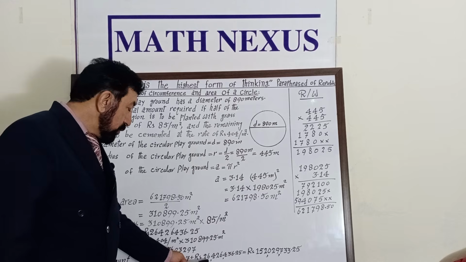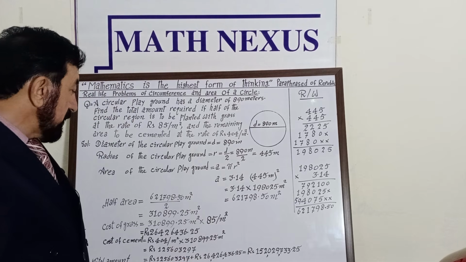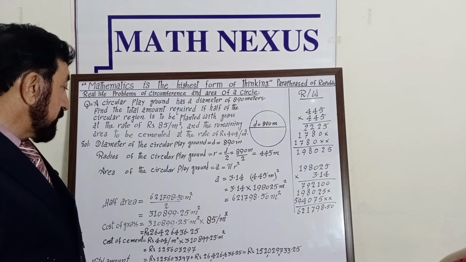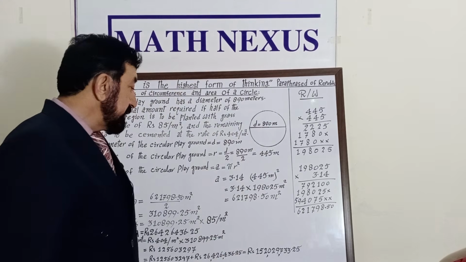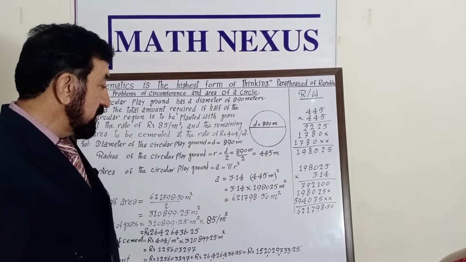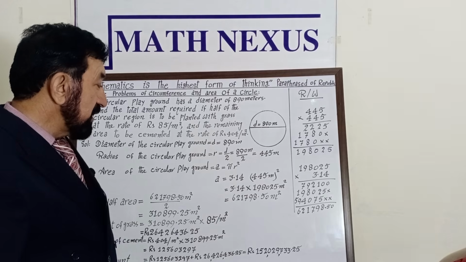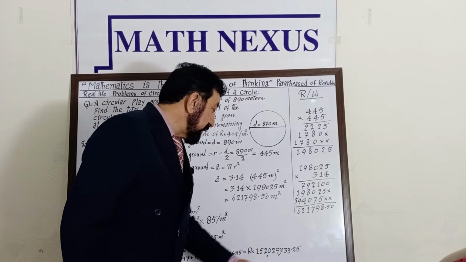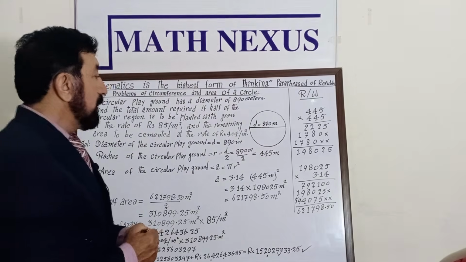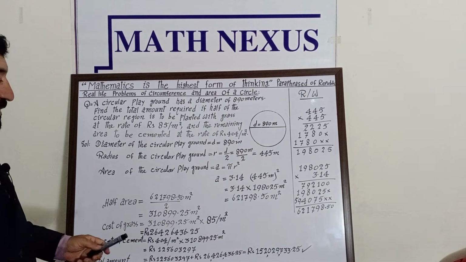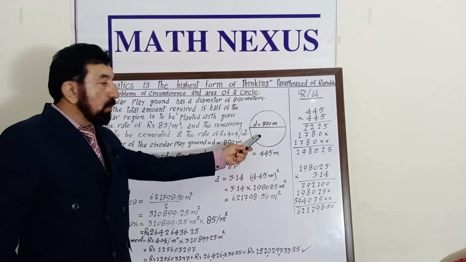Now total amount is equal to 1 crore 25 lakh 60,297 plus rupees 2 crore 64 lakh 26,436.25. This is equal to 15 crore 20 lakh 29,733.25. This is the total amount, and this is the correct answer of this question.